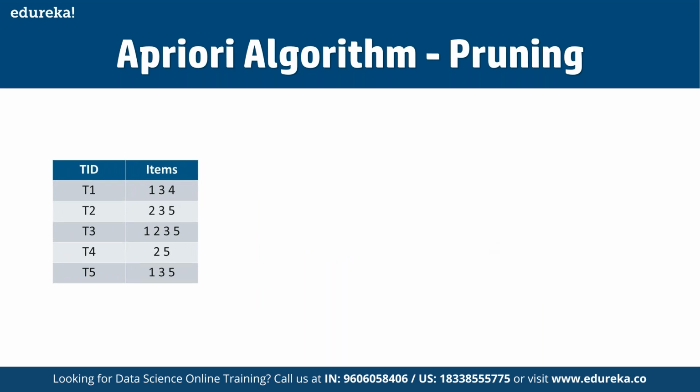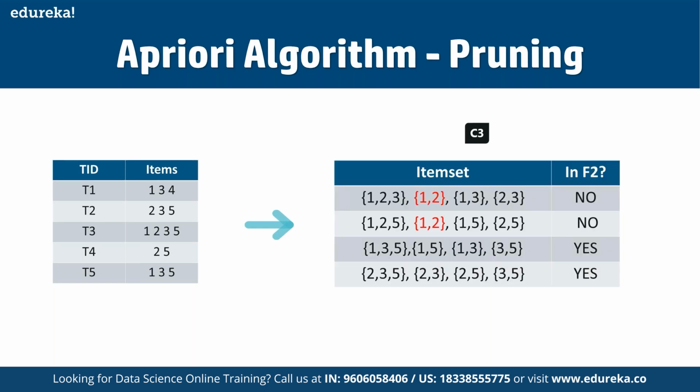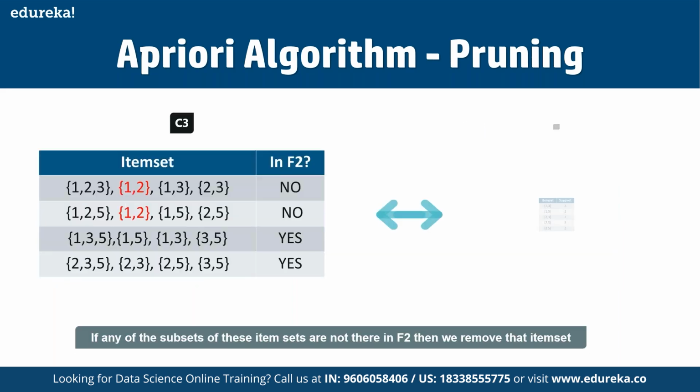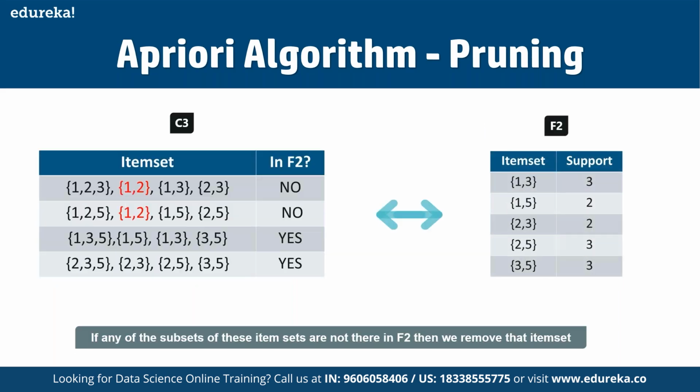And this is the main highlight of the Apriori algorithm here. Again, we are going to discard 1, 2, because 1, 2 is a common thing available in both these item sets, right? So this is the main highlight of the Apriori algorithm. And then if you talk about the fourth iteration, if any of the subsets of these items are not in F2, then we are going to remove that particular item set.